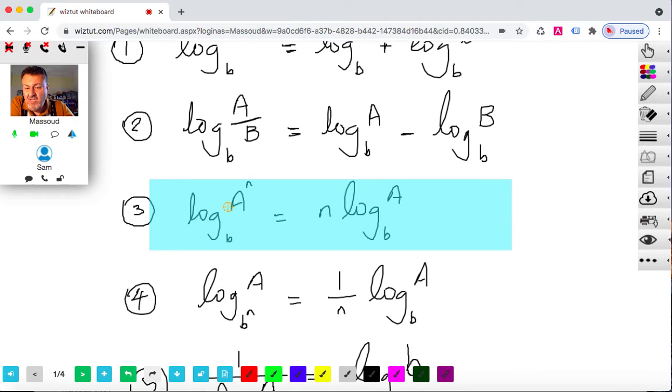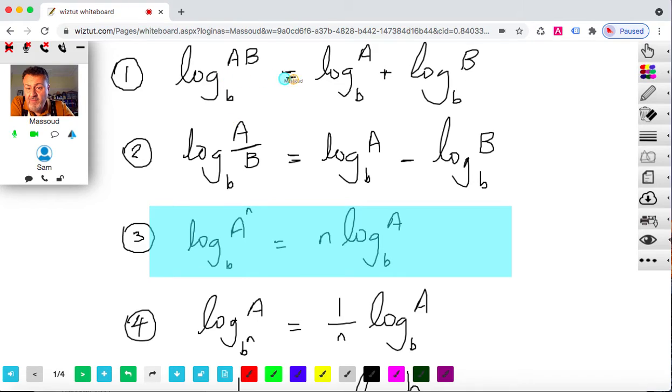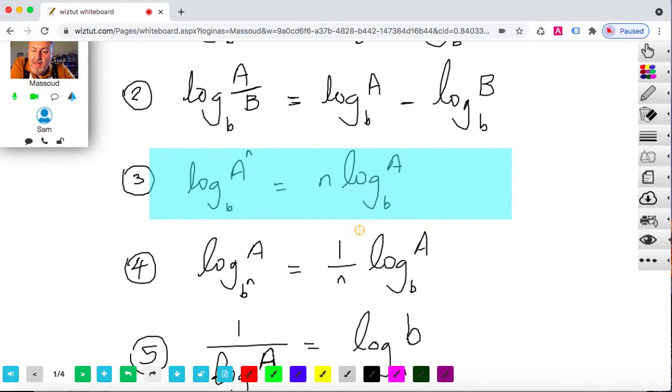So this is actually a reusage of this rule, because here, instead of having a times b, you have a times a times a times a times. So you will have so many a's multiplied. So you would get log of a plus log of a plus log of a plus log of a. So you get so many of them added together, which then you can say, I've got that many of those logs.